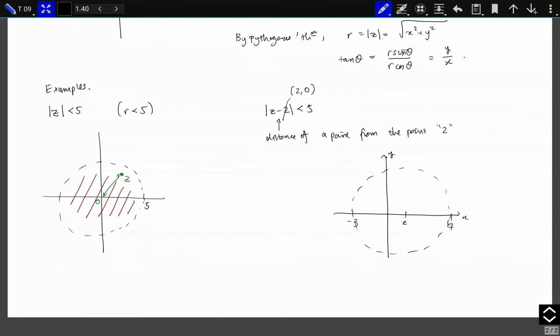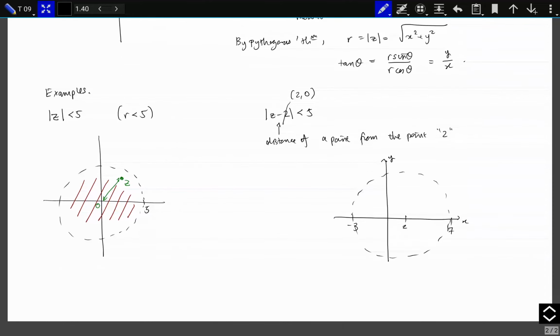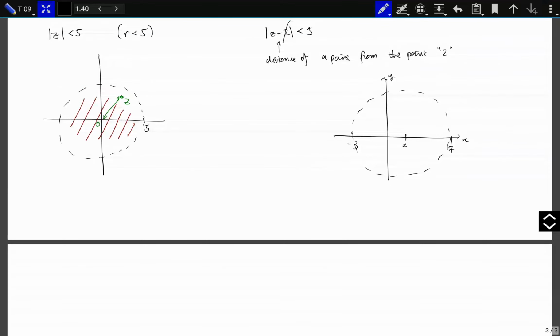I just realized that note, this is different to saying that r minus 2 is less than 5, because this would just be r less than 7, and so you get the circle of radius 7.